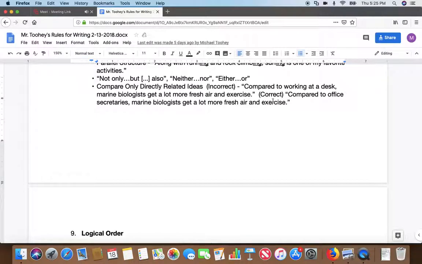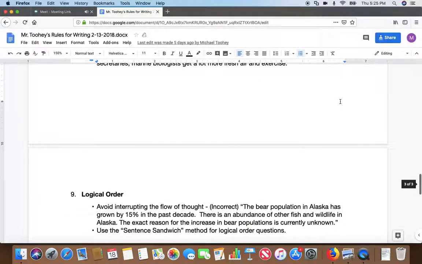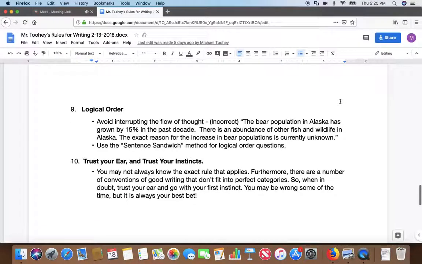Because it's comparing an action to marine biologists. Yeah, which is a profession, right? It's not an activity. I mean, they do things, but it's not an activity, right? You compare an activity, working at a desk, to a profession. That's a bad comparison. You can compare a profession to a profession or an activity to an activity, but don't compare an activity to a profession. They're tricky to catch, but be on the lookout for them.